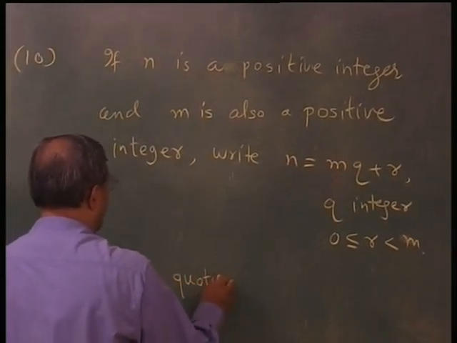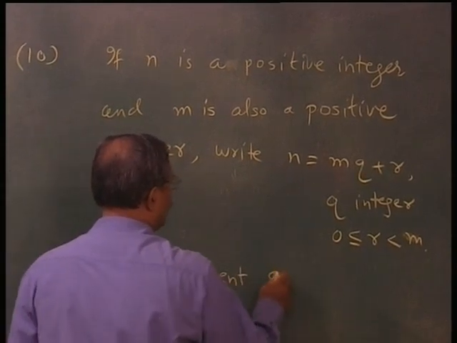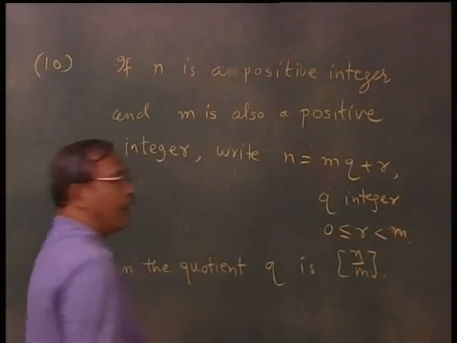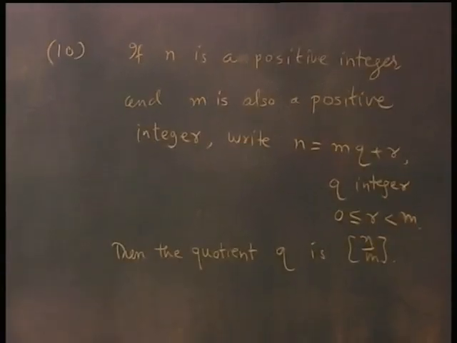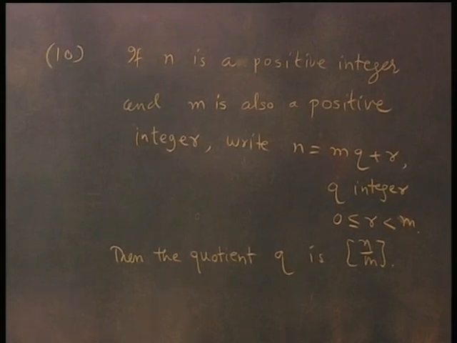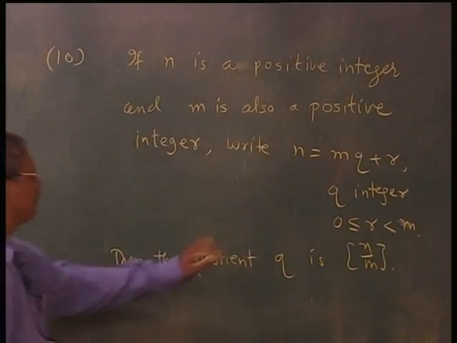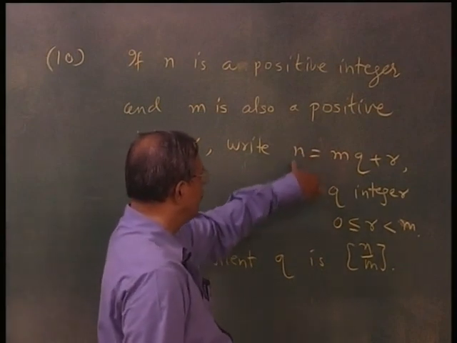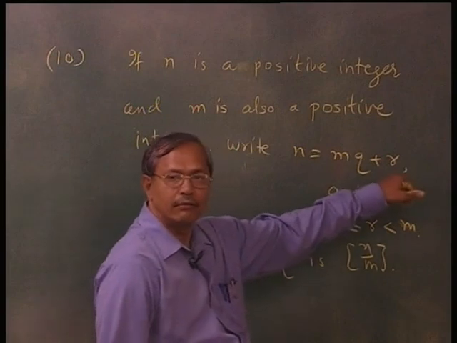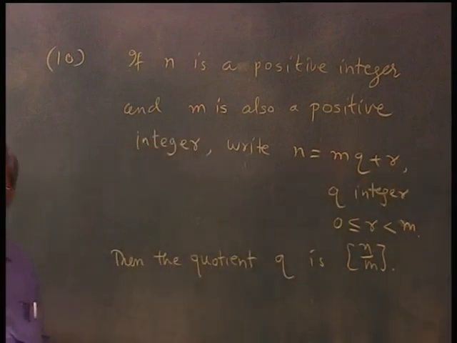Then the quotient q is the integral part of n by m. I think this is clear because when you divide by m, n by m equals q plus r by m, and that r by m is less than 1, so we get the result.